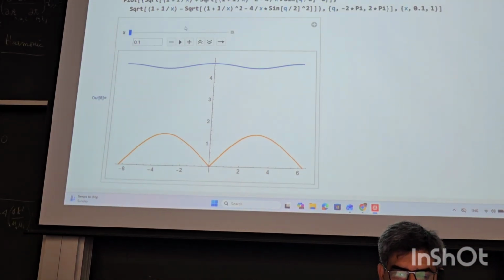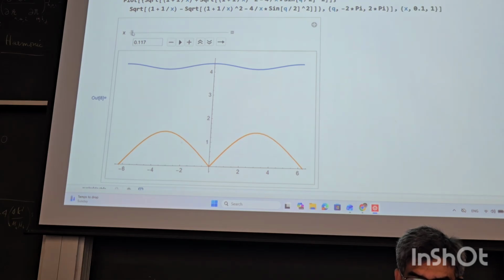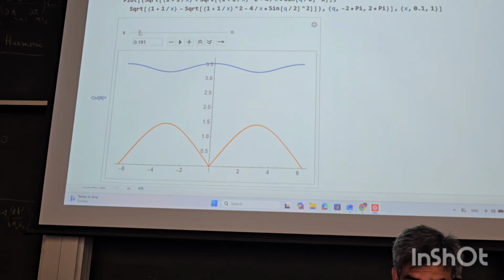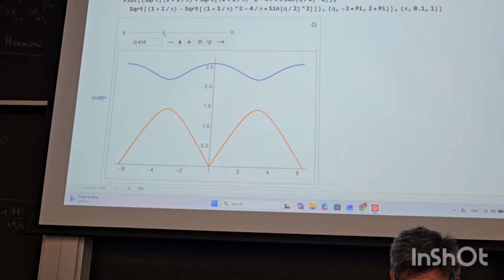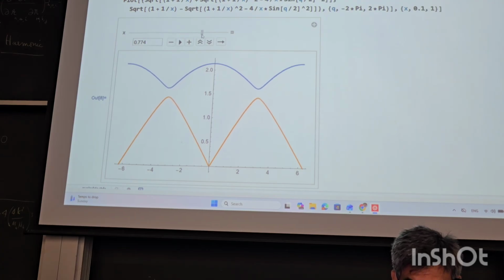You see now x is 0.1. I increase the value of x, which means the two masses are becoming almost the same. And this is how the band gap, so this is like a band gap, a gap between two branches, is decreasing. So again you see the periodicity, you see probably two Brillouin zones here, okay.